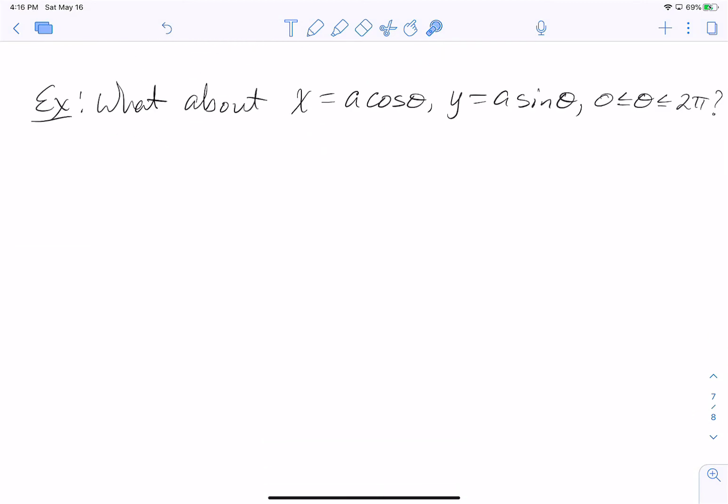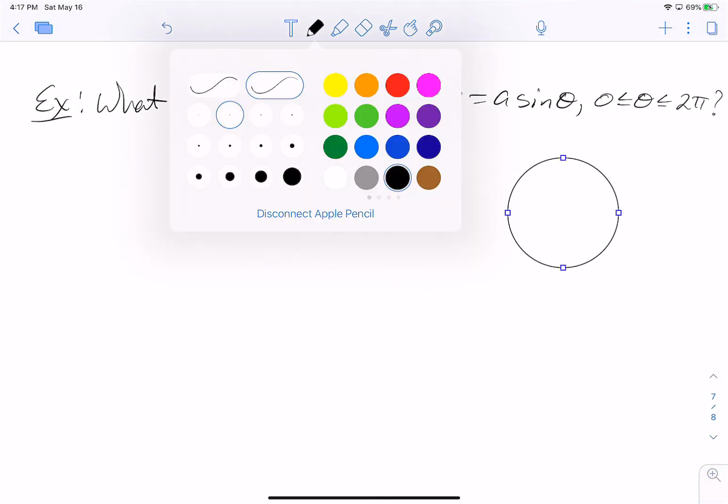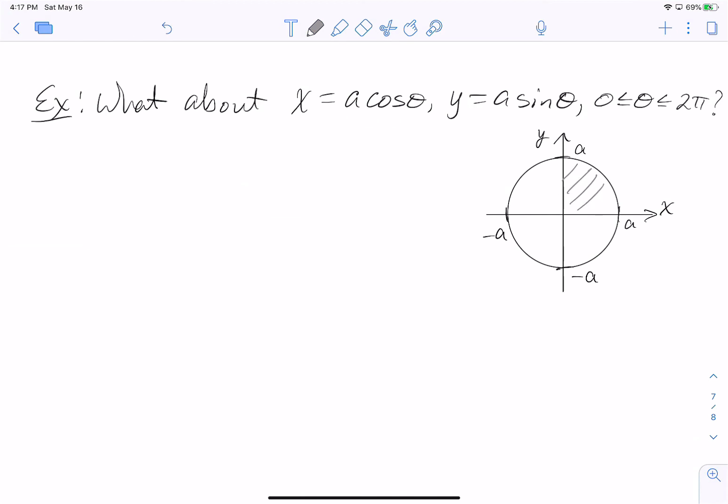What about x equals a cosine theta, y equals a sine theta, theta going from 0 to 2 pi? You may recognize this parameterization as that of a circle of radius a. As before, we're going to consider just the first quadrant, and we're going to note that the point (a, 0) corresponds to the value that theta is equal to 0. The point (0, a) corresponds to the value when theta is equal to pi over 2.